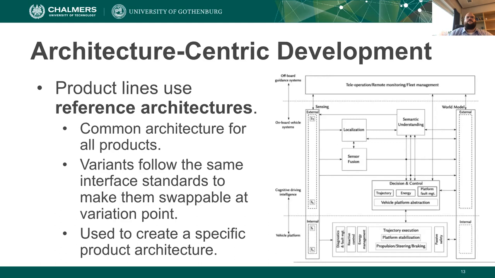So this reference architecture is something you develop during domain engineering to provide a coherent picture of the different components that have to be developed and to make sure they all follow a compatible generic interface so that we can plug in different assets at those variation points that can be used throughout your different products. And that way the variants can be swapped at these variation points. You can swap between different features because they follow the same interface.